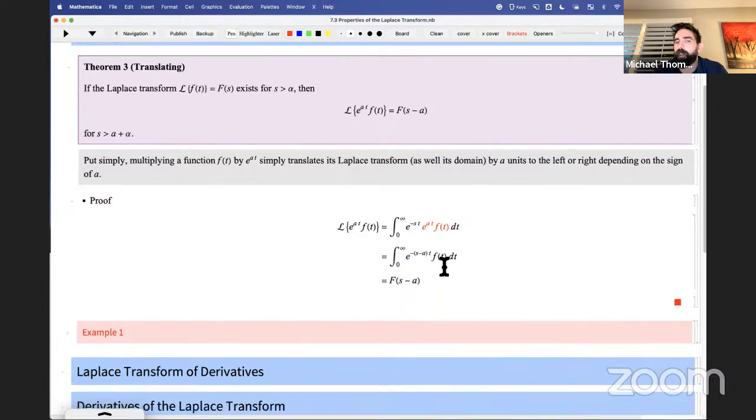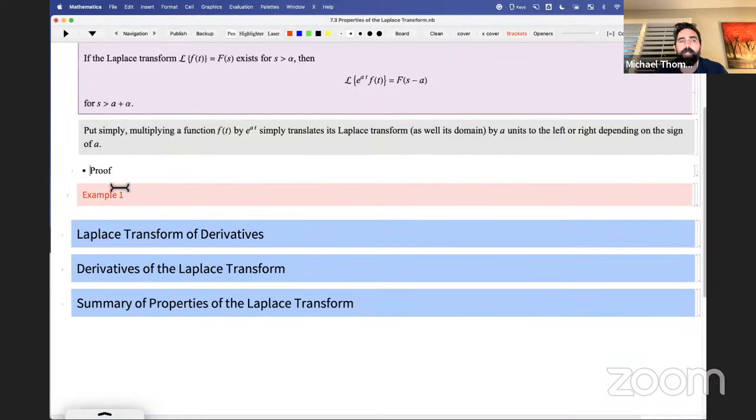All right. But then this guy is just the transform of f of s minus a. If you take your old s and replace it with s minus a, that's exactly what you get. Okay, so what we've done is we've proven this theorem. So now that we've proven it the long way by definition, now we can use it. So let's try it out.